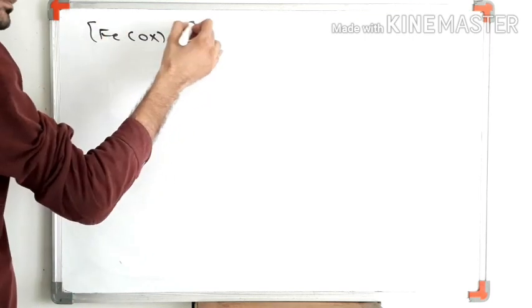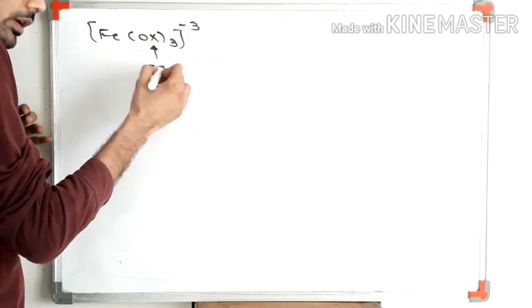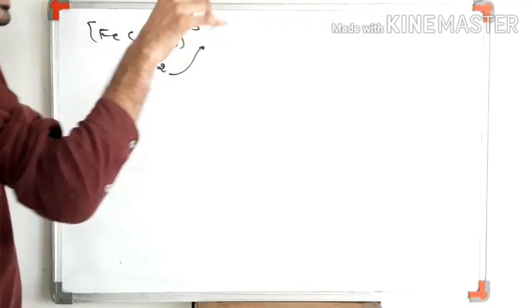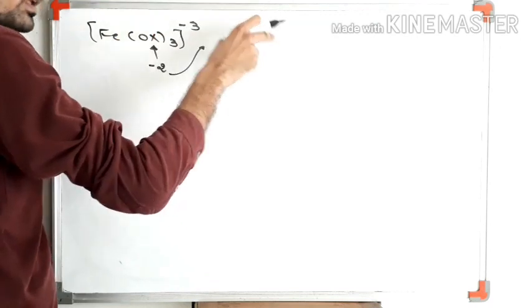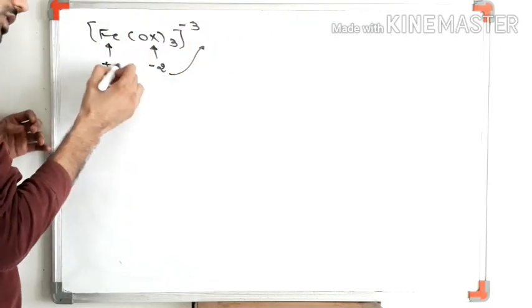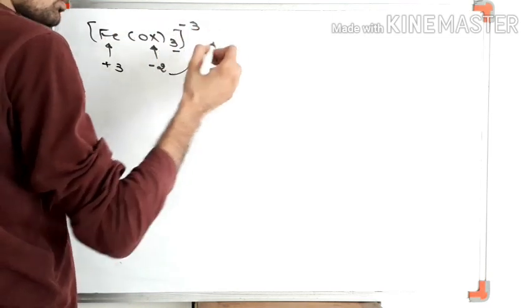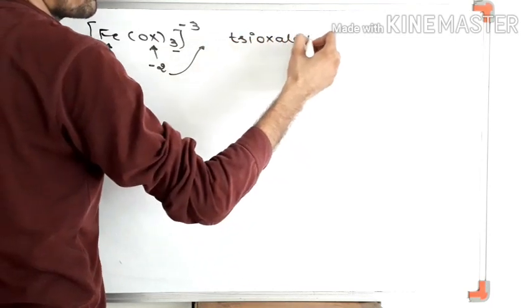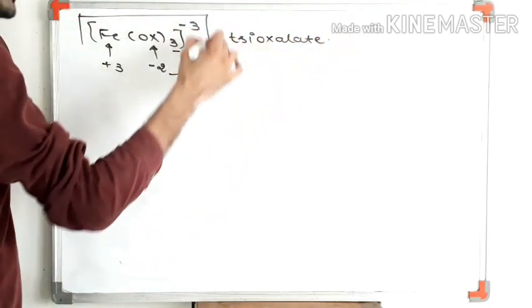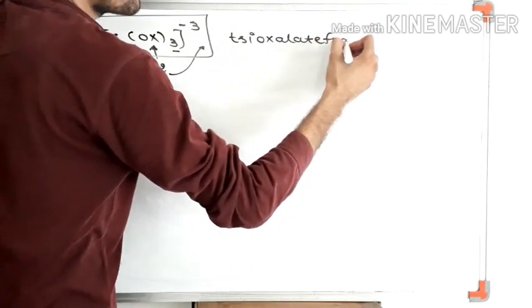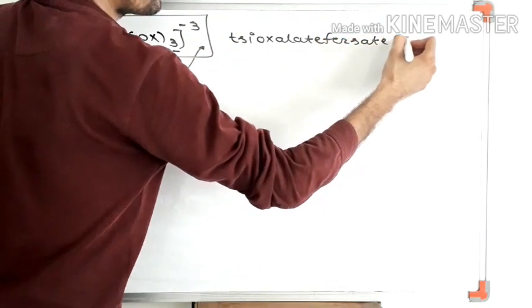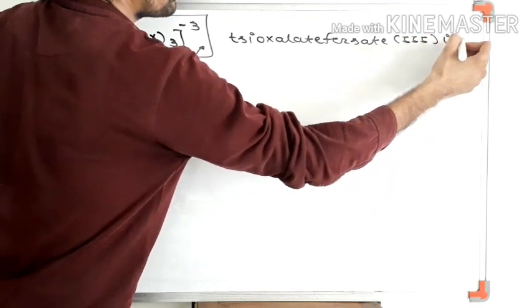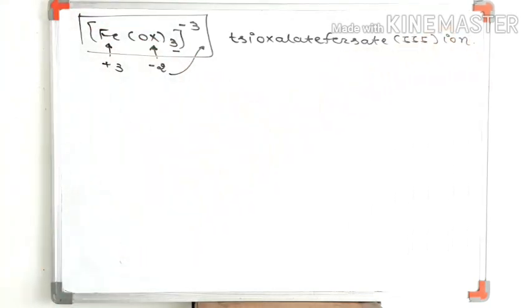[Fe(ox)3] minus 3. ox means oxalate, minus 2. So minus 6, minus 3 plus 6, the oxidation number should be +3. Now 3 means tri, ox means oxalato. Now it is negatively charged, it means ferrate. Trioxalatoferrate 3, iron. Next one.